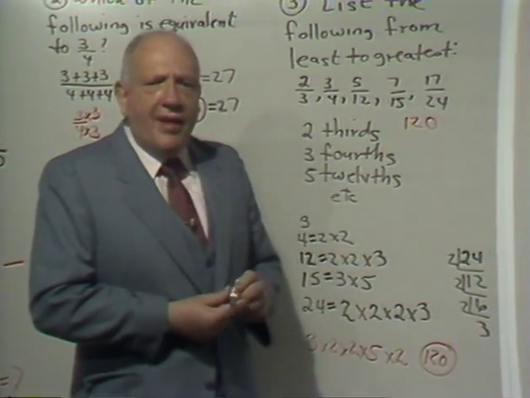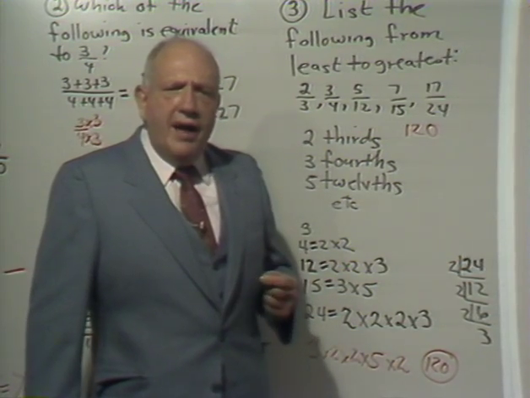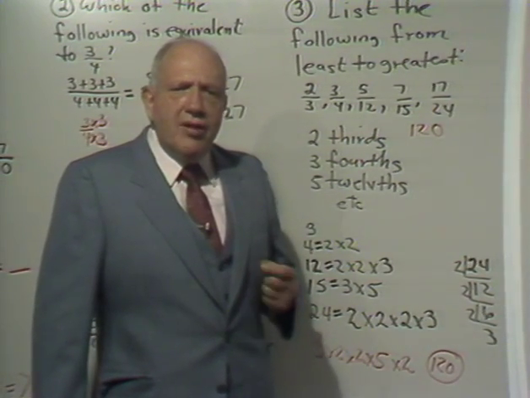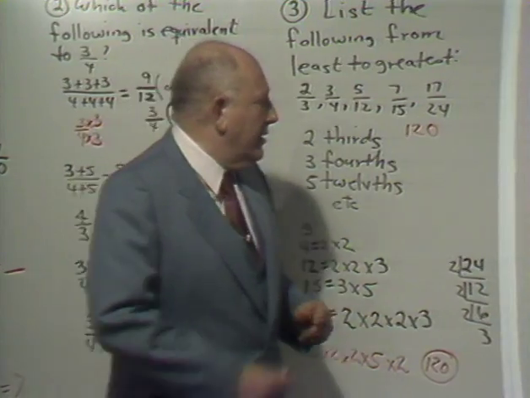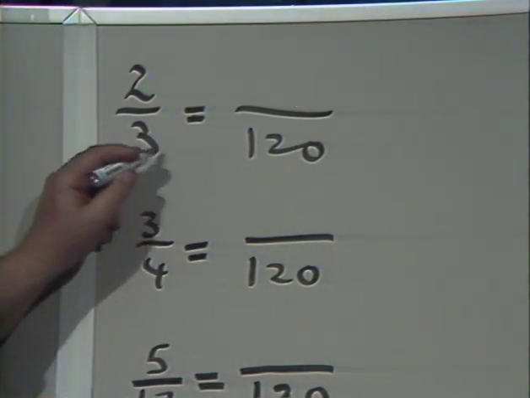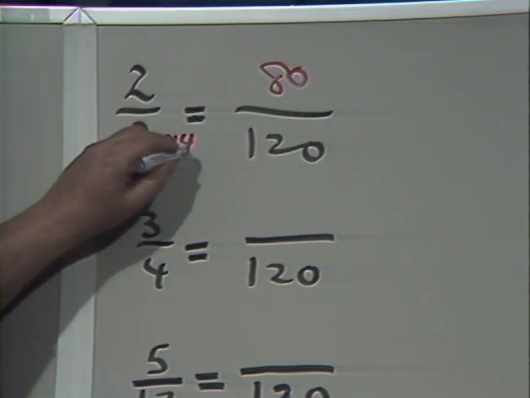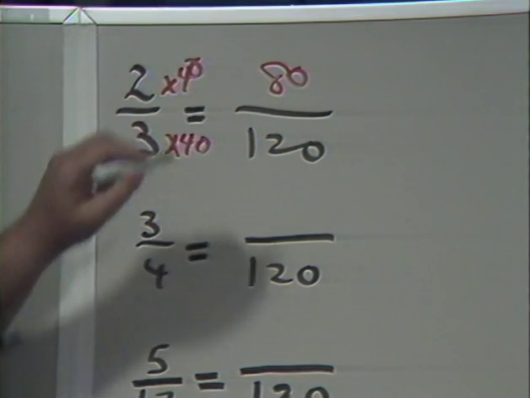And that's how we start this problem. To compare those 5 fractions, we rewrite them as equivalent fractions, all of which have the same denominator. See, the least common denominator is 120. 3 goes into 120 40 times. 40 times 2 is 80. You see what we did here? We essentially multiplied numerator and denominator by 40.